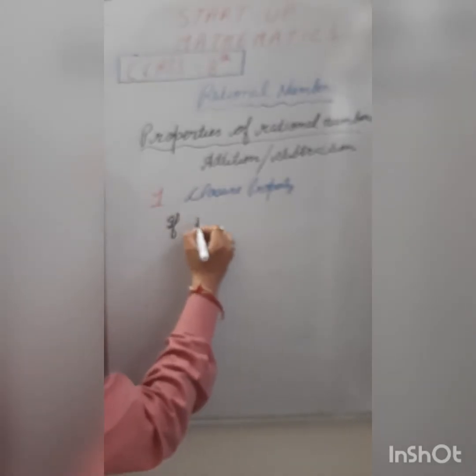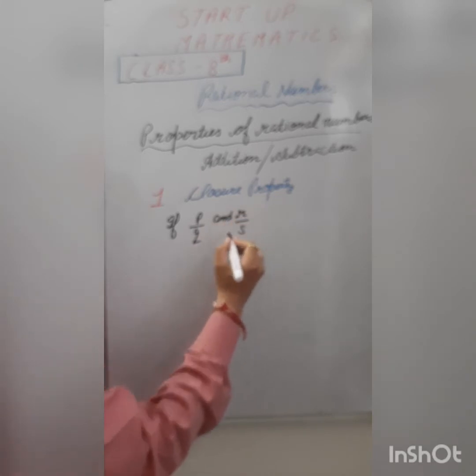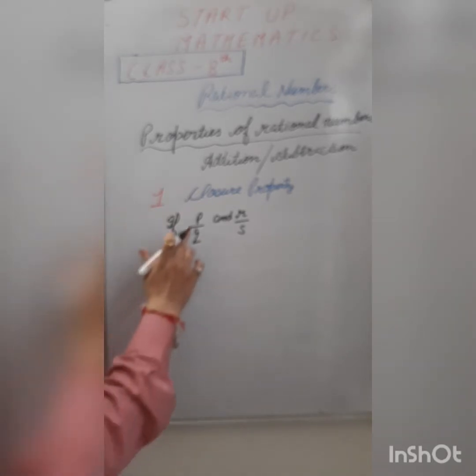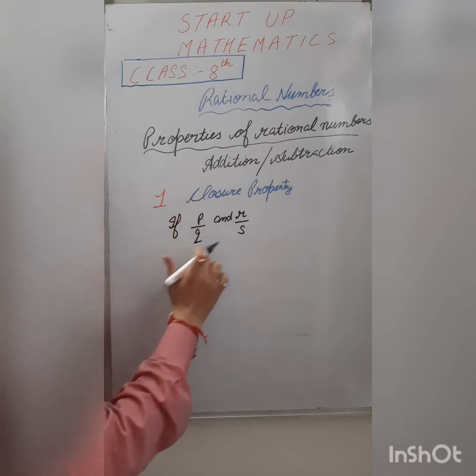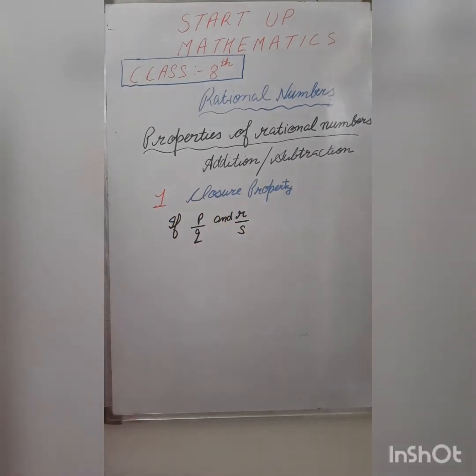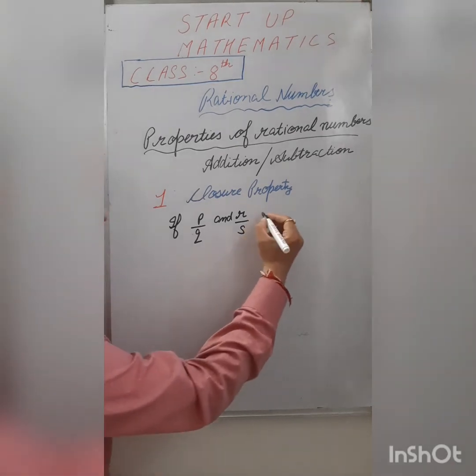Let's suppose I have two rational numbers. If P by Q and R by S, these are the representation of the rational numbers, where P and Q, R and S are integers, because P by Q is a rational number, R by S is a rational number, and both denominators are not equal to 0.